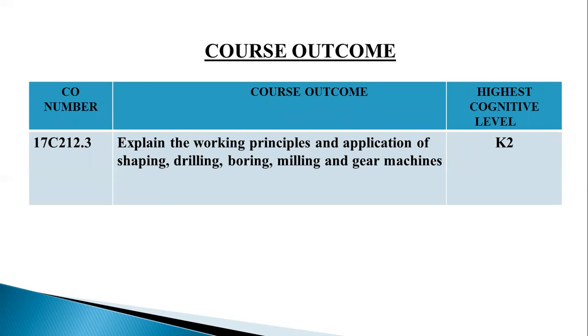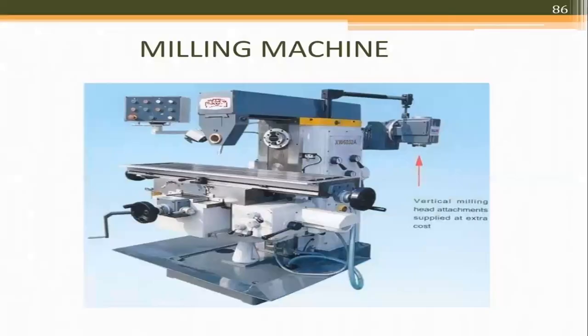The course outcome of this unit is to explain the working principles and application of shaping, drilling, boring, milling, and gear machines. From this unit, we will be able to study the working principles and applications of shaping machine, drilling machine, boring machine, milling, and gear machines. Milling machine.